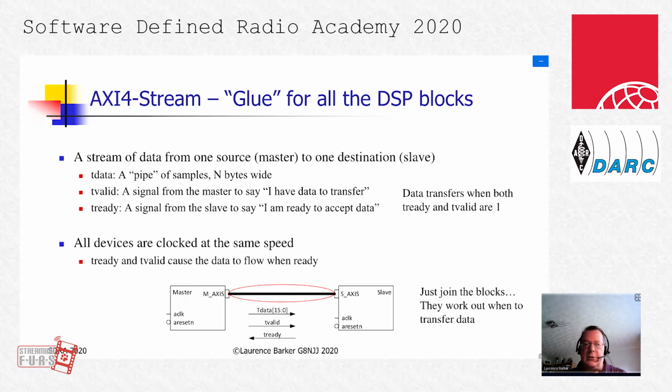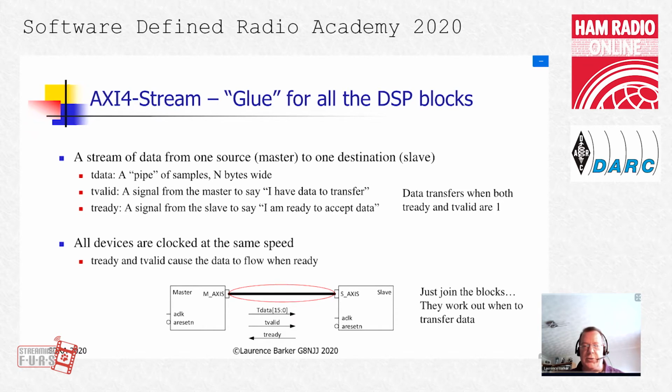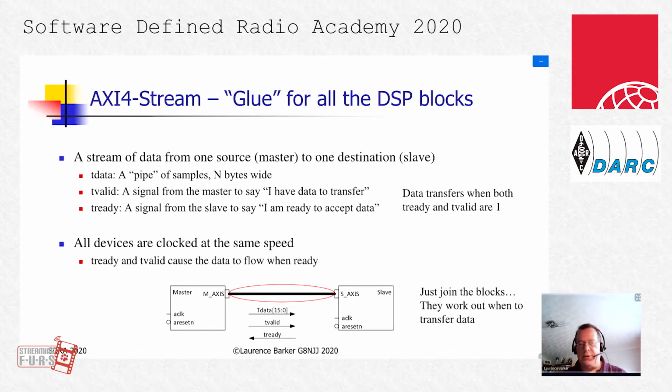All the devices are clocked at the same speed, and T-ready and T-valid between them mean that the data will only flow when both the source is ready to send data and the recipient is ready to accept it. So one of these AXI streams connects between just one source and one destination, and can't connect to multiple devices. It's literally just a piece of string between two blocks.